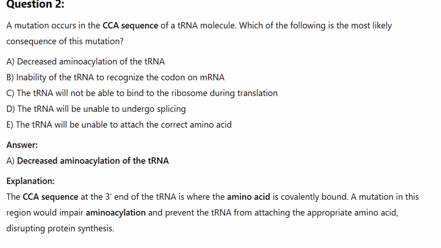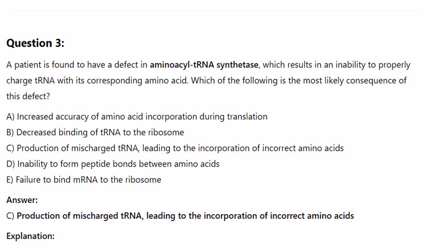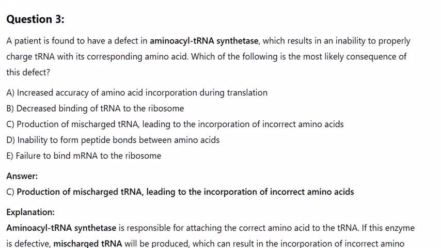Answer. A. Decreased aminoacylation of the tRNA. The CCA sequence at the 3' end of the tRNA is where the amino acid is covalently bound. A mutation in this region would impair aminoacylation and prevent the tRNA from attaching the appropriate amino acid, disrupting protein synthesis.